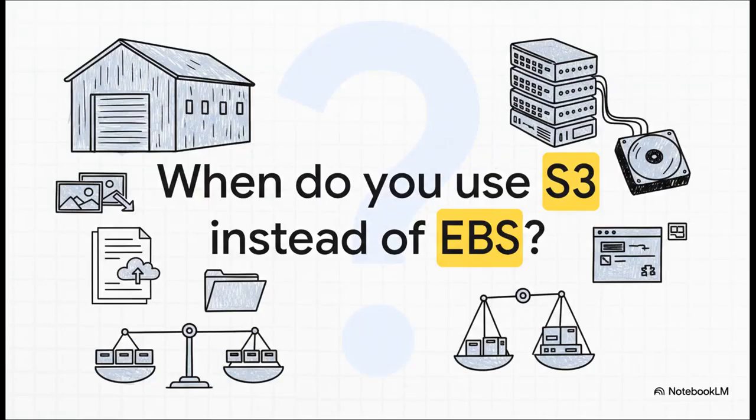This is a classic question, one you'll hear all the time. And the answer really comes down to the access pattern. You use S3 for durable, long-term storage of standalone things, like images, backups, static website files. You use EBS when you need a high-performance, low-latency file system directly attached to a single server for its operating system and its applications. It's simple. One is a warehouse, the other is the server's own hard drive.